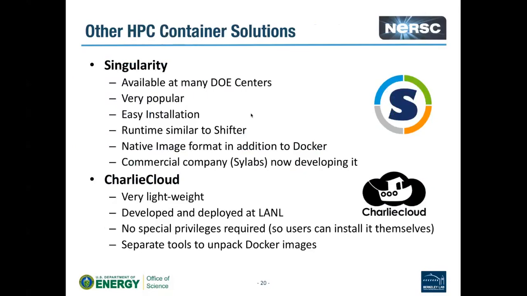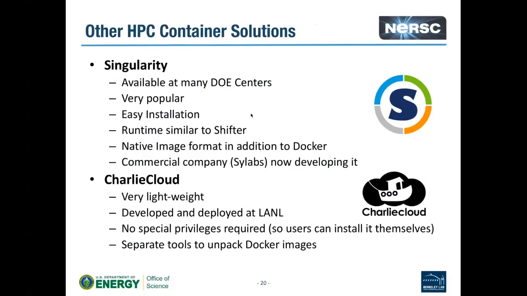It uses some similar models to Shifter and how it does things, but there are some differences as well. It's generally a little bit easier to install than Shifter, and I think that's one reason it's become so popular. It also has a native image format that it supports in addition to Docker. And in general, some people may like that. I would typically suggest using the Docker image first, and then you can convert it to that format and use that where it makes sense.